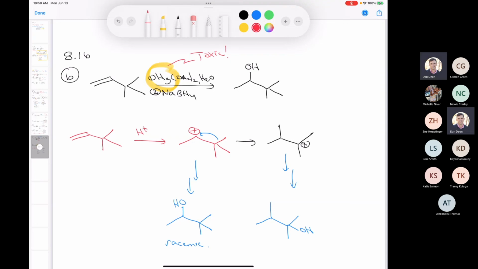So again, I repeat, if you can add water in a Markovnikov fashion just using a catalytic amount of acid and water, no carbocation rearrangements, that would be preferred. The only time you will use oxymercuration-demercuration is when you have a carbocation that can undergo rearrangement.